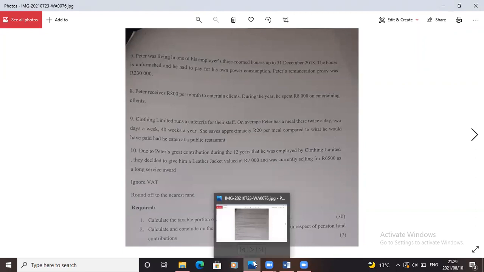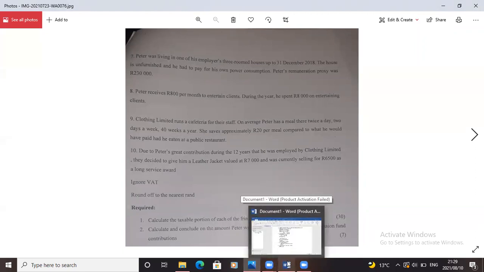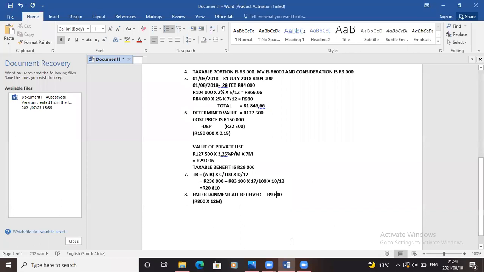So to be able to get the taxable benefits, we'll have to minus the entertainment expenses incurred of 8,000. Okay, we will minus the expenses incurred of 8,000 to get the taxable benefits. Our taxable benefits is equal to 1,600. We will not subtract that 1,000, it's negative.